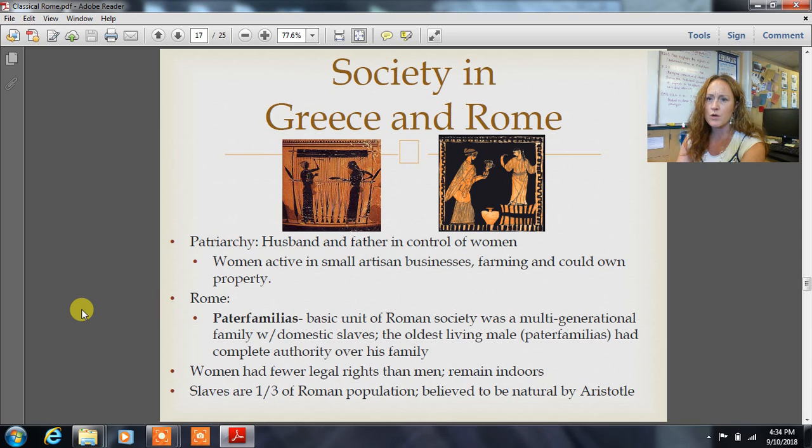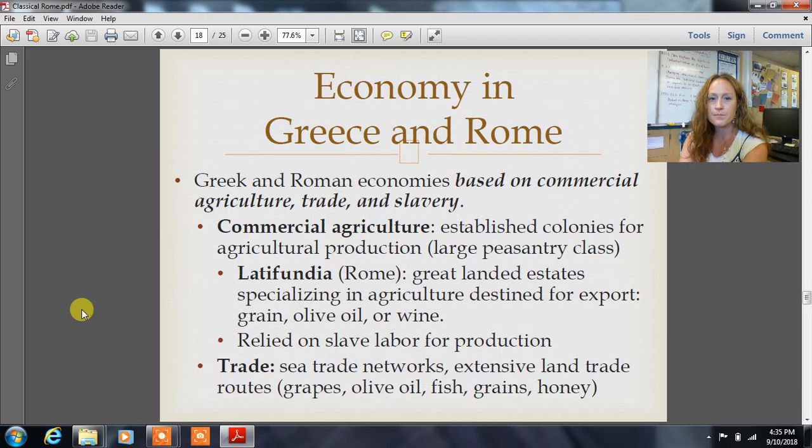You had what was known as corvée labor and working on the latifundia. I believe that was in one of the readings today, but those were basically large plantation-style farms that the Romans used. So the Greek and Roman economies were based on commercial agriculture, trade, and slavery. Commercial agriculture is established colonies for agricultural production, so a large peasantry class. So this is key, especially for the Romans. Again, if you have a large population, you need to keep them fed, so you need a lot of agricultural surplus for all of your urban city dwellers.